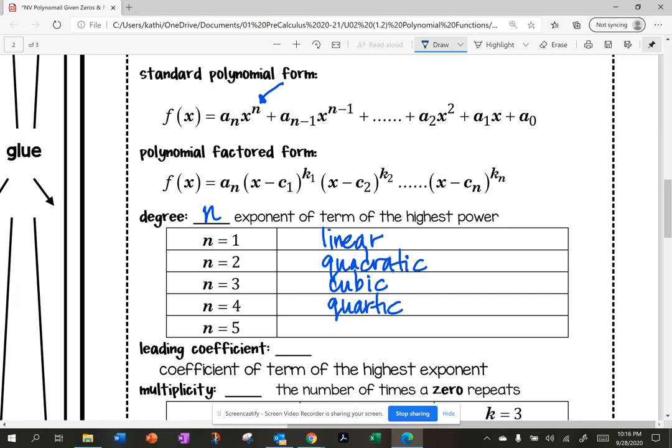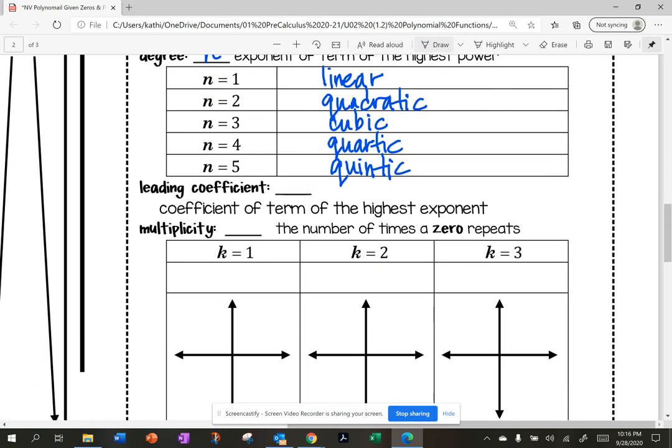And I usually think of the singers for these. And if the degree is 5, I have a quintic equation. My leading coefficient is referenced as a sub n. And the variable I use for multiplicity is a script k.